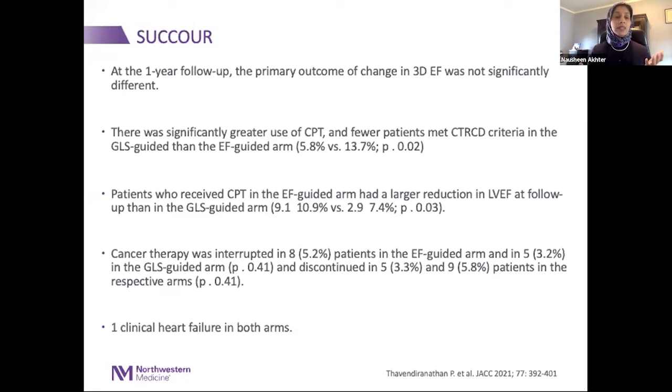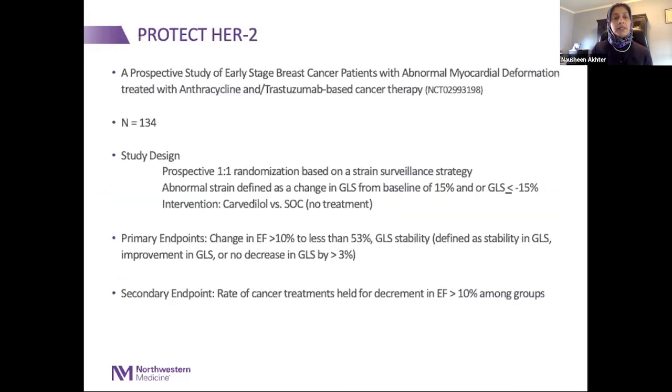However, there was no significant difference in cancer therapy interruption between these two arms. Very interestingly, in this cohort of patients, there was only one clinical heart failure in both arms. It is important to note that the study was designed to look at an EF versus a strain strategy of surveillance. It was not designed to answer the question of intervention based on strain surveillance.